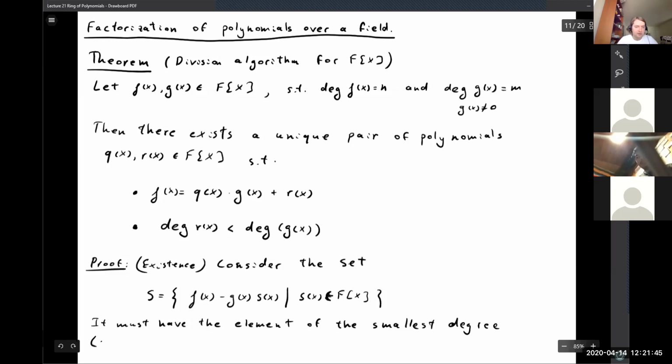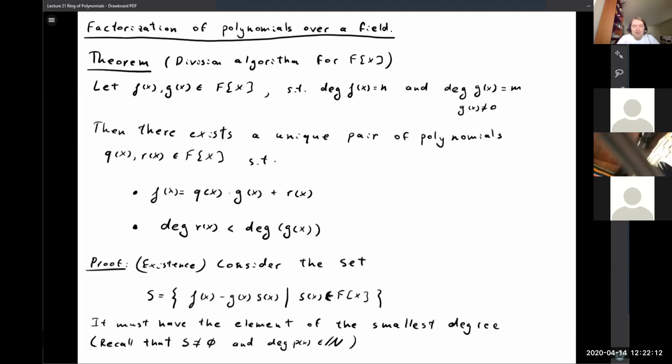And to see that, recall that, well, obviously S is non-empty, right? And the degree of every non-zero polynomial P of X is a natural number, right? So of course there is a polynomial which has the smallest degree in this set.